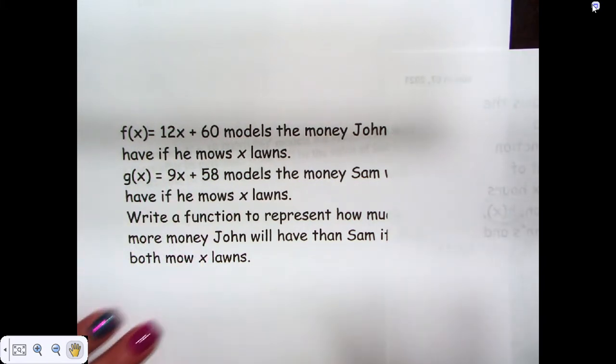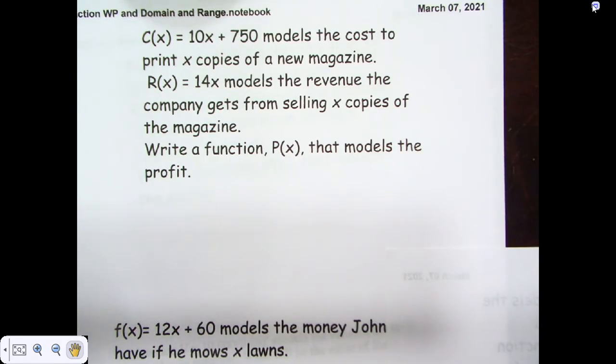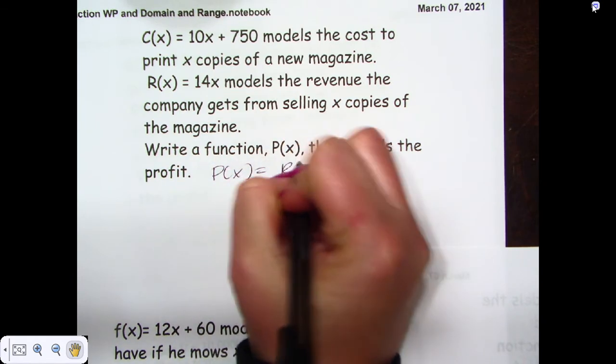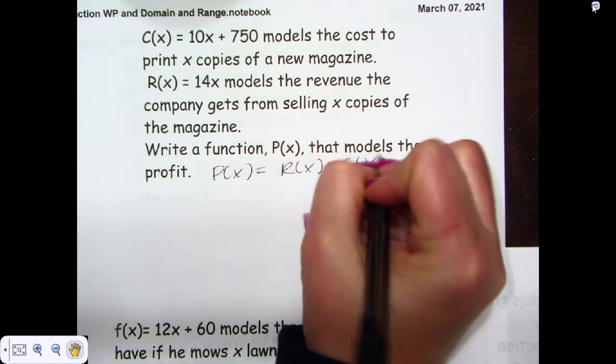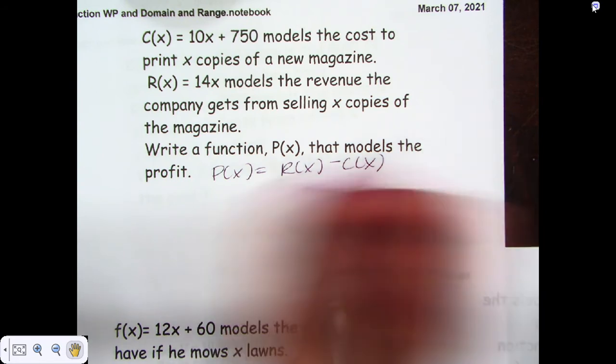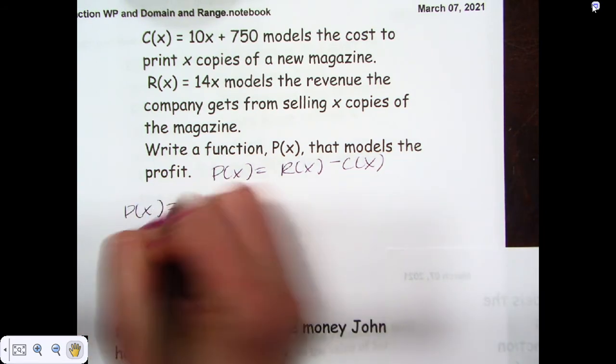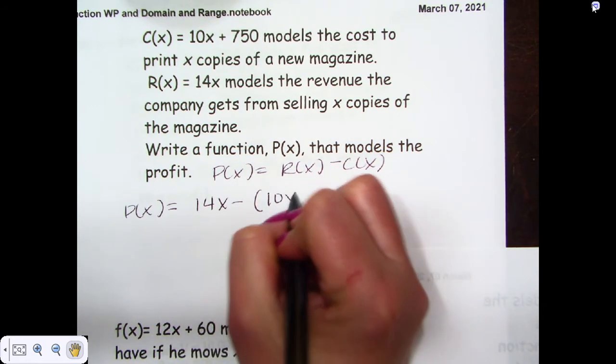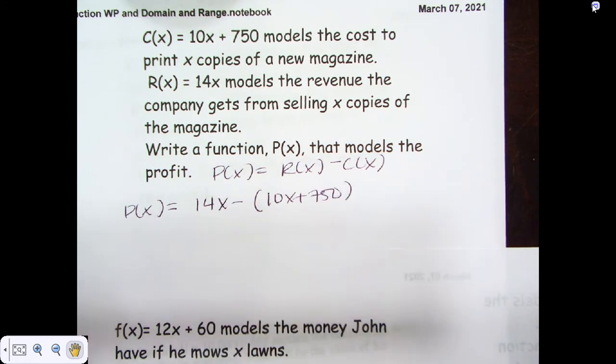Okay. So the word problem for this, C of x, which is going to represent the cost, 10x plus 750, models the cost to print x copies of a new magazine. R of x equals 14x is the revenue. Okay, so they want you to write a function, P of x, that models the profit. Okay, profit, remember, is going to equal revenue minus cost. And then I just plug in what those are for each. So our profit is going to be our revenue, which will be 14x, minus our cost, which is 10x plus 750.